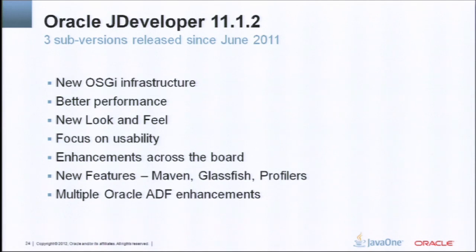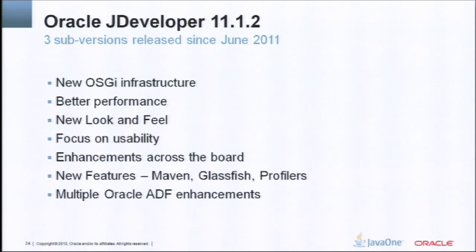Okay? This release is actually focused on a lot of performance improvement. There's a new look and feel, a lot of focus on usability as well, and enhancement across all the place. A few of the new features I mentioned: profilers. Okay, so we have a new memory profiler and a CPU profiler. We have integration with Glassfish, so directly from in JDeveloper you can right-click on a project and create an EAR file that deploys into Glassfish. Okay, you can do remote debugging into Glassfish if you want to. We now have support for Maven as well, so that's another thing that we introduced a couple of versions ago.